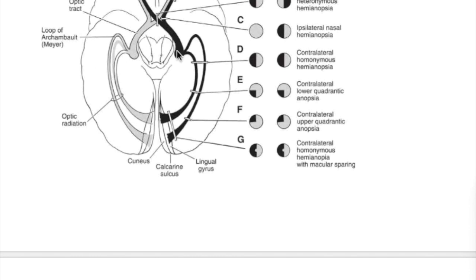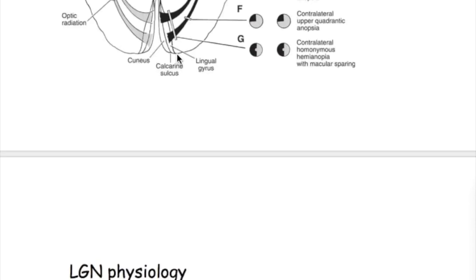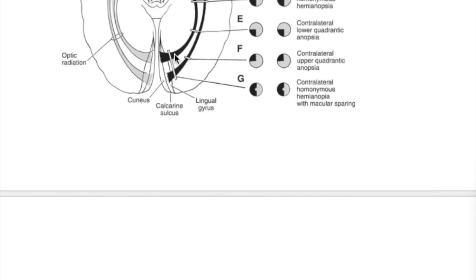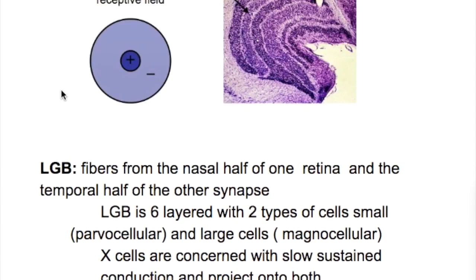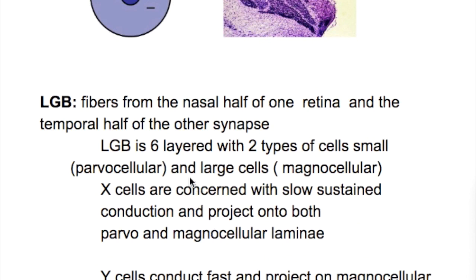Fibers from the optic tract go to the lateral geniculate nucleus. And what is the lateral geniculate nucleus? It's a part of the thalamus. The lateral geniculate nucleus, or lateral geniculate body, has fibers from the nasal half of one retina and the temporal half of the other retina. The lateral geniculate body is six-layered with two types of cells: the small parvocellular cells and the large magnocellular cells. It also has X and Y cells depending on the activity.